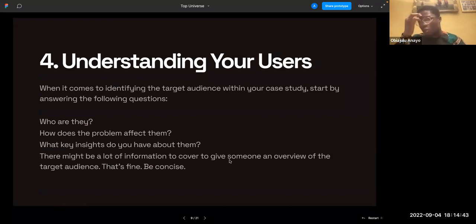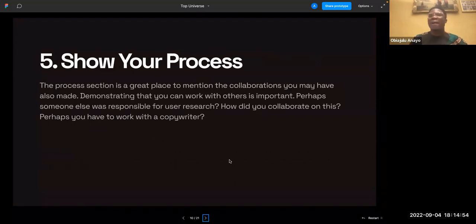There might be a lot of information to cover when you're trying to understand your user, right? But make sure it's very precise and concise. Don't just write too many words about that, right? Now, another thing is show your process.